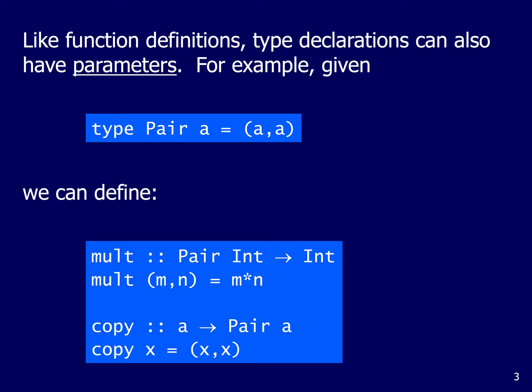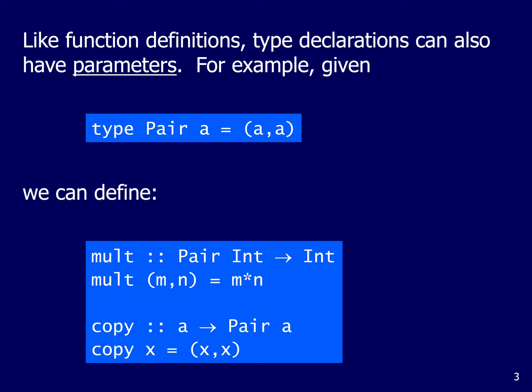Here's a couple of examples of this. Here I'm defining down the bottom a multiply function, and multiply takes a Pair of Int and gives me a single Int, and I simply take the pair (m, n) and multiply them. And here I've got a little function called copy, and copy simply takes a value of type a, it's a polymorphic function, and it transforms it into a pair of values of type a. And copy of x is simply the pair (x, x).